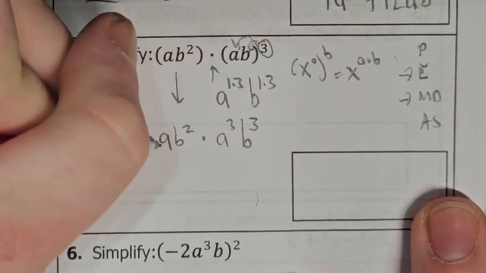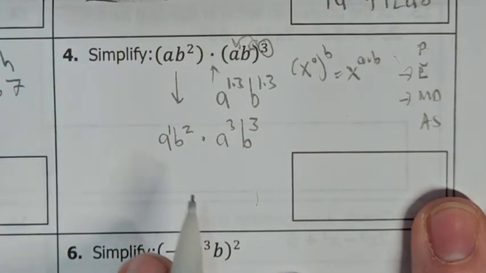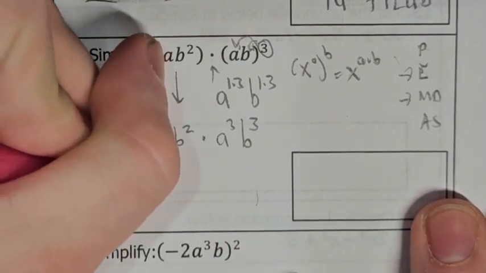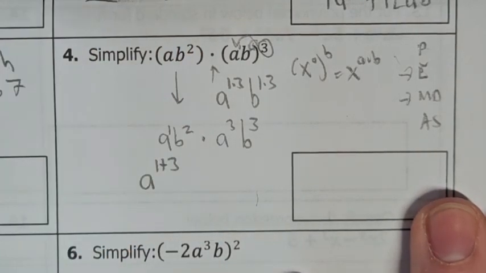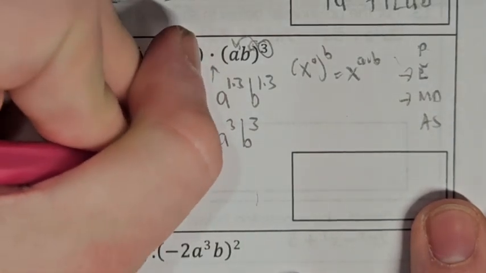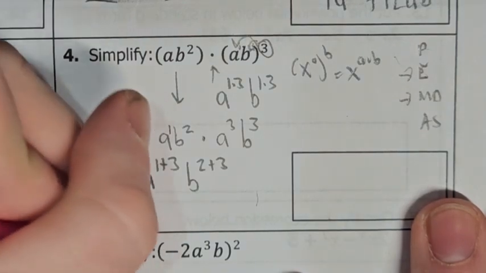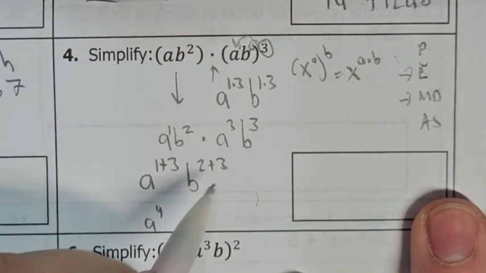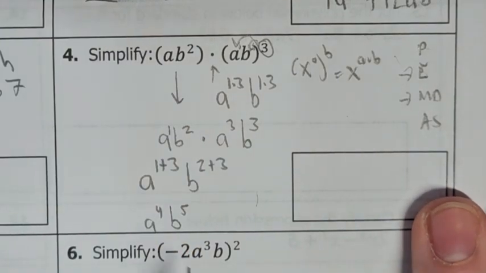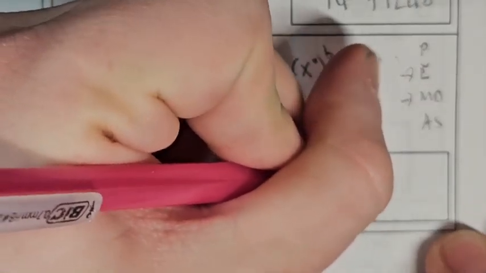So once again, this a, because it doesn't have an exponent written, is a to the power of 1. So when I multiply a to the power of 1 times a to the power of 3, that gives me a to the power of 1 plus 3. And then I take b to the power of 2 times b to the power of 3, that gives me b to the power of 2 plus 3. 1 plus 3 is 4, so I have a to the 4th. And 2 plus 3 is 5, so that gives me b to the 5th. So my final answer here would be a to the 4th, b to the 5th.